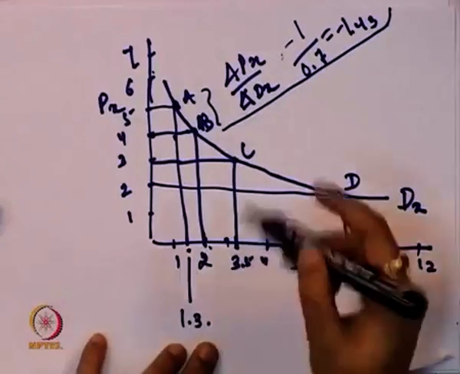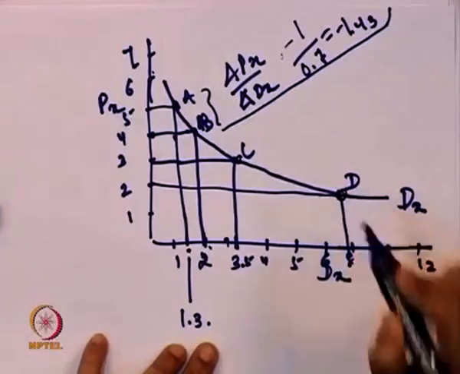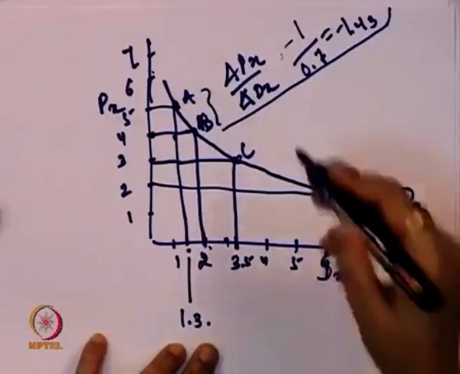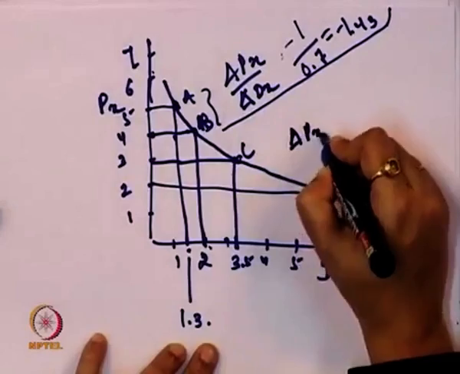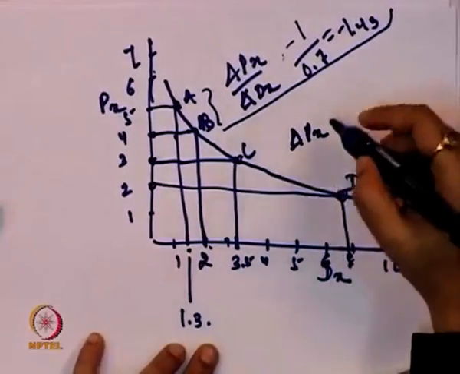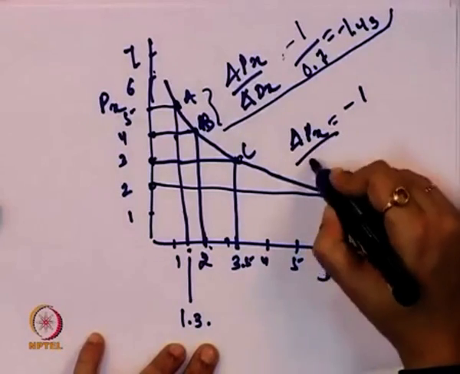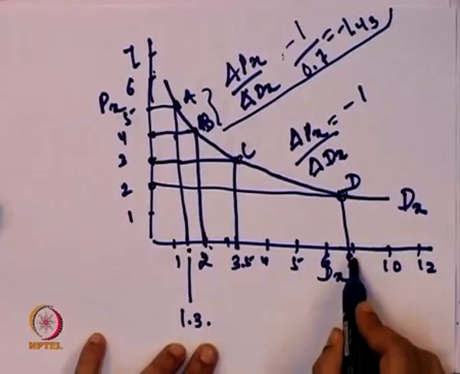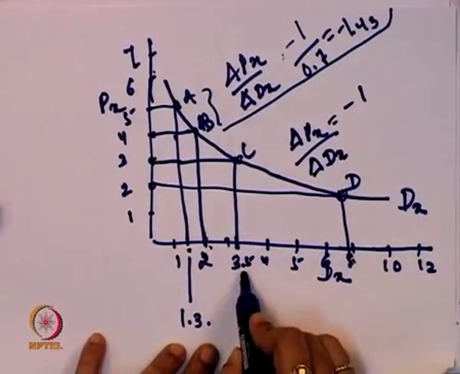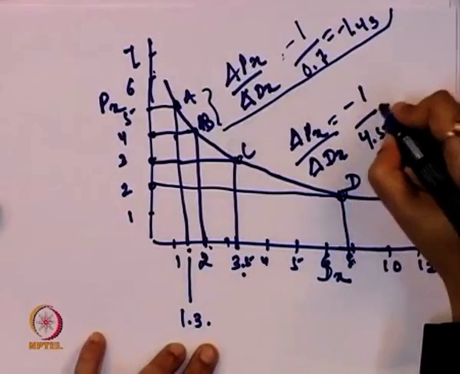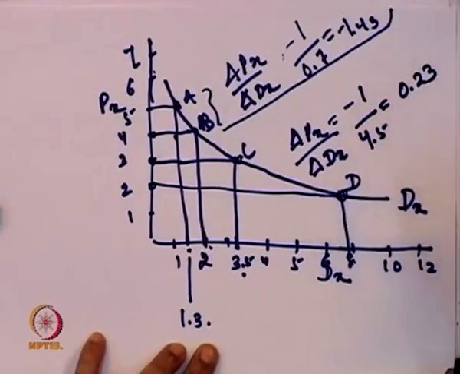Now, what is the slope between point C and point D? What is the change in del Px? The change in del Px is between price 2 and price 3, so this is -1. What is the change in the demand? The change in the demand is between 8 and 3.5, so that leads to 4.5. So, this comes to -0.23.